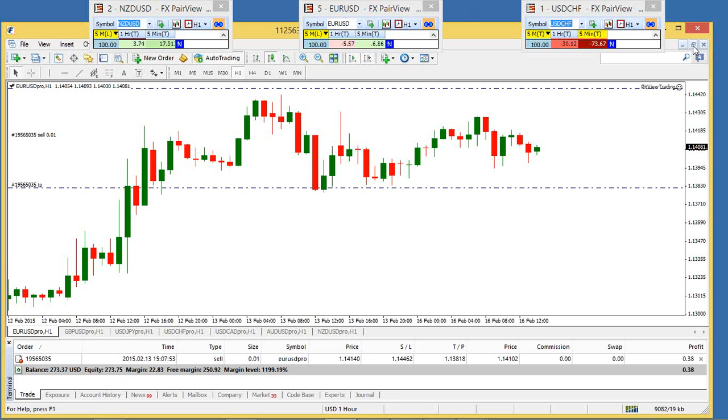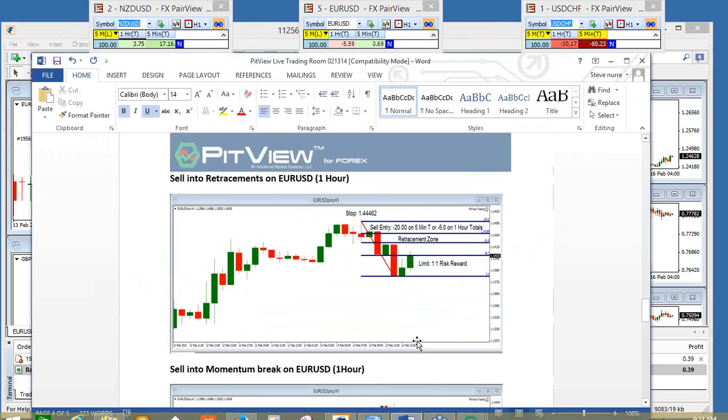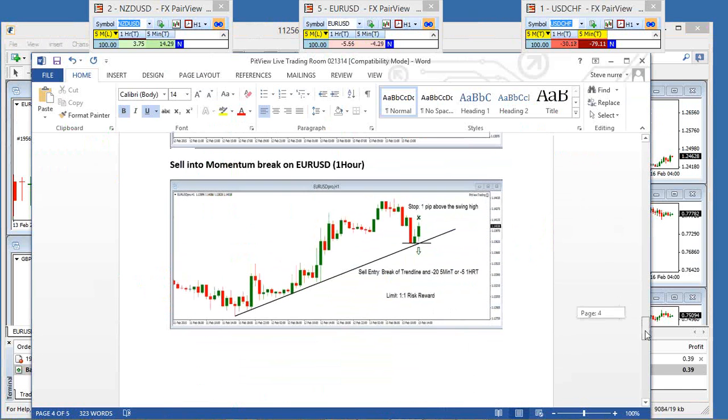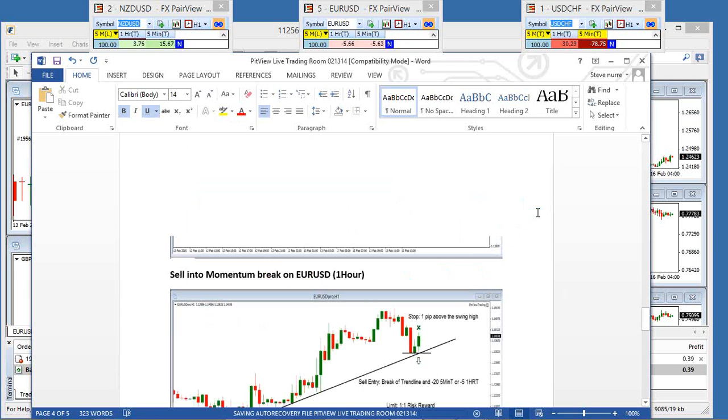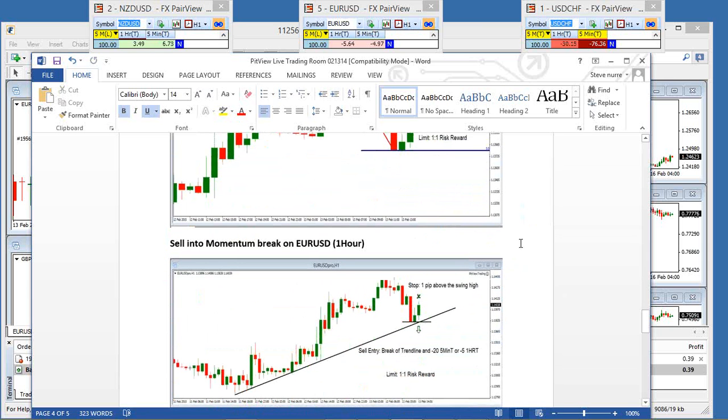All right. So moving on, we'll circle back around to euro dollar too, because if you're not already in that trade, I think there's another opportunity to get into that also. Momentum breaks is another thing that we were looking at on euro dollar. We were essentially looking at whatever came first, whether it retraced or if it broke through momentum to get in on a short trade on euro dollar.